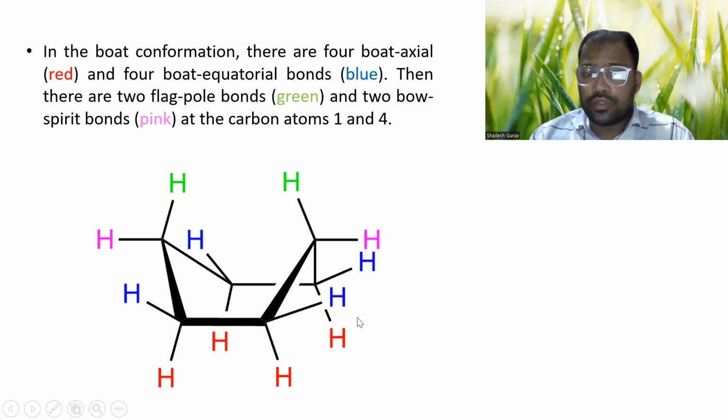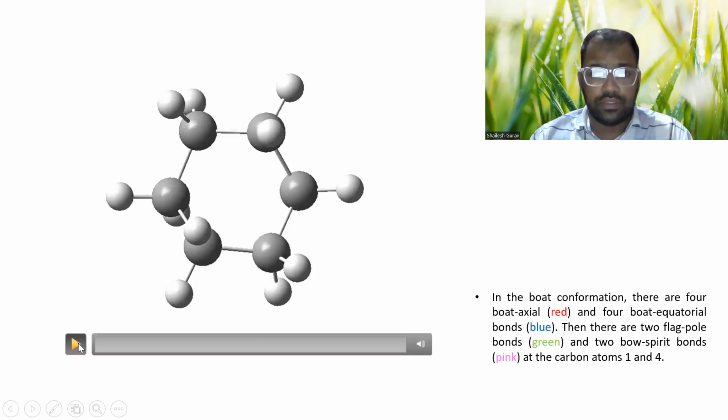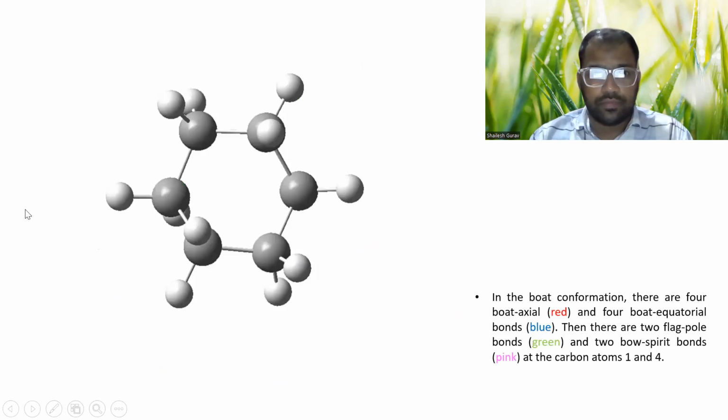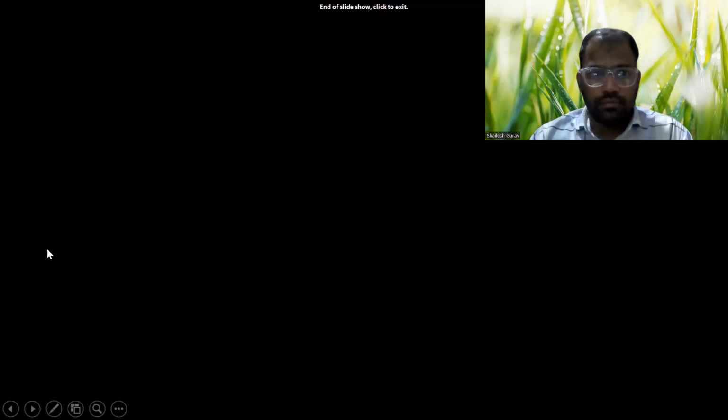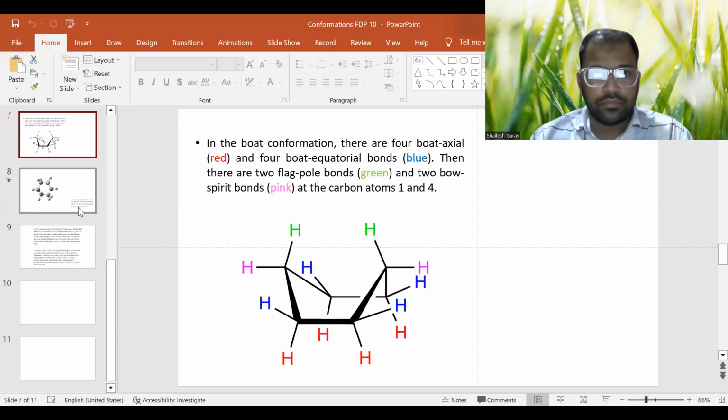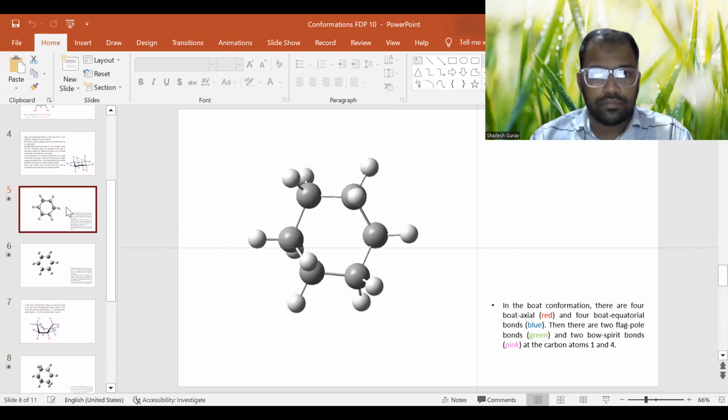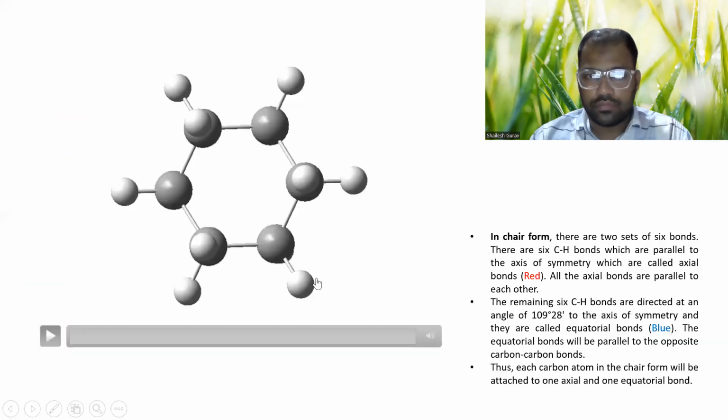So in order to understand this structure, we have to understand the three-dimensional arrangement of this cyclohexane ring. I will show you a video, so that will give you a clear idea about this. Let's see this video. If you see this cyclohexane ring from the top side, it will look planar only.